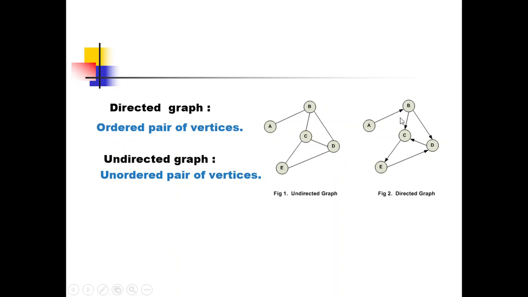And here, when direction is mentioned, A to B, there is a direction and you have to strictly follow these directions to reach A to B. So that is called a directed graph.